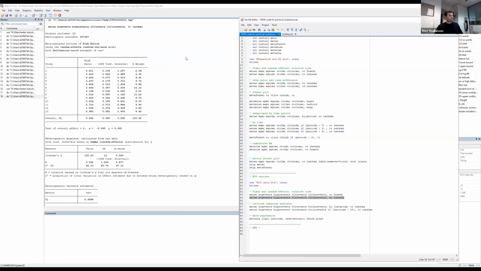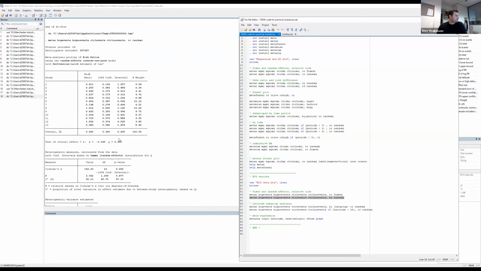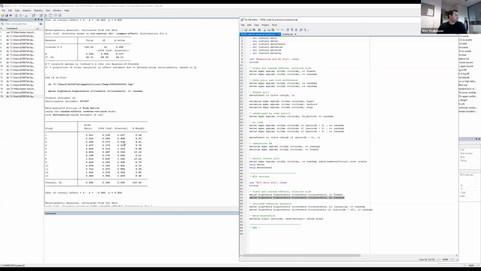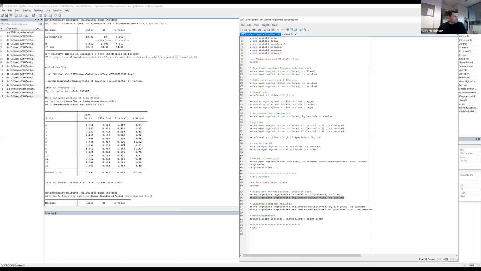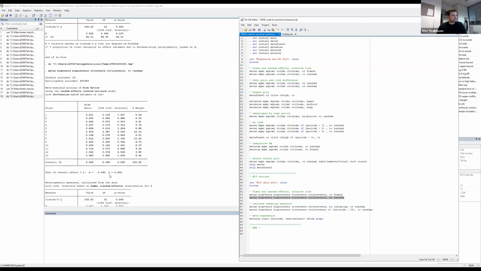Okay, so if we run the analysis using random effects, again, we can see there is a statistically significant reduction, and the I-squared is still high. But what we can see is there is a slight shift, a bigger reduction, sorry, in the random effects estimate compared to the fixed effects estimate. So that's potentially quite important from a policy perspective.